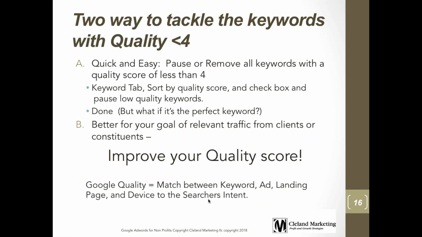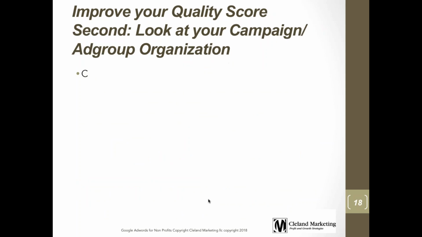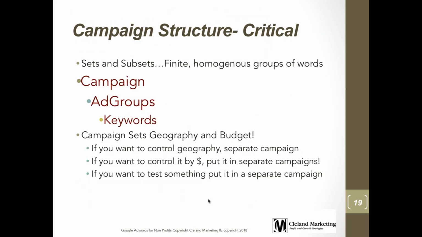Then the quick and easy way is to pause or remove, or to go in and improve your quality scores by better matching your keyword search to your ad copy to the landing page. The landing page is really important, and I want to make sure that we look at your campaign structure. Every ad group should go to a specific place on your website that is not your homepage. You should not, in Google Ad Grants, be taking anyone to your homepage, but you want to take them to the most specific page on your website that answers their query.